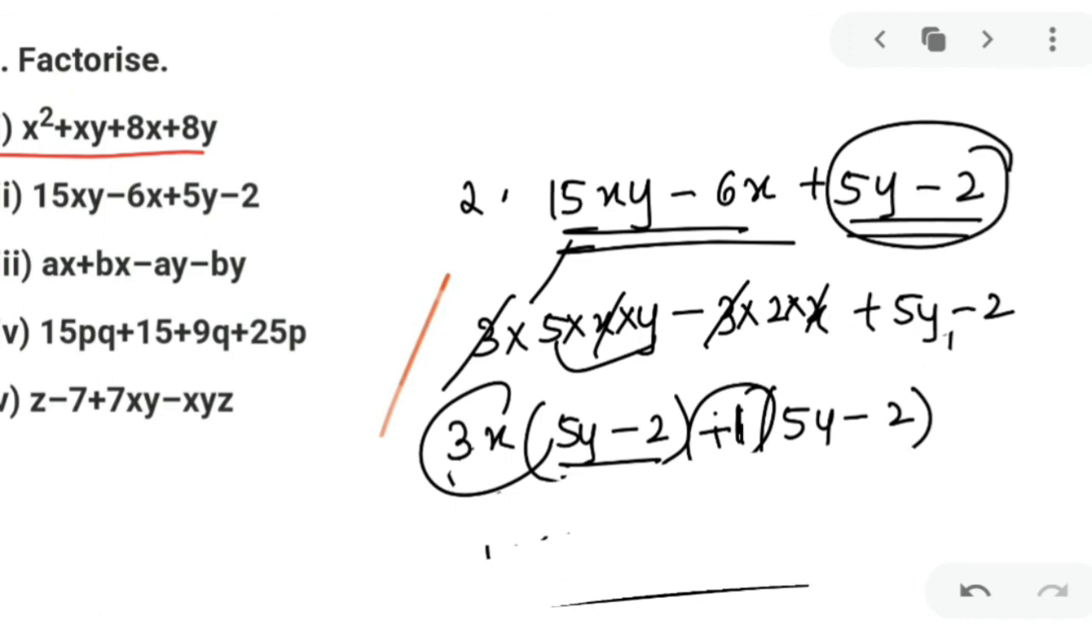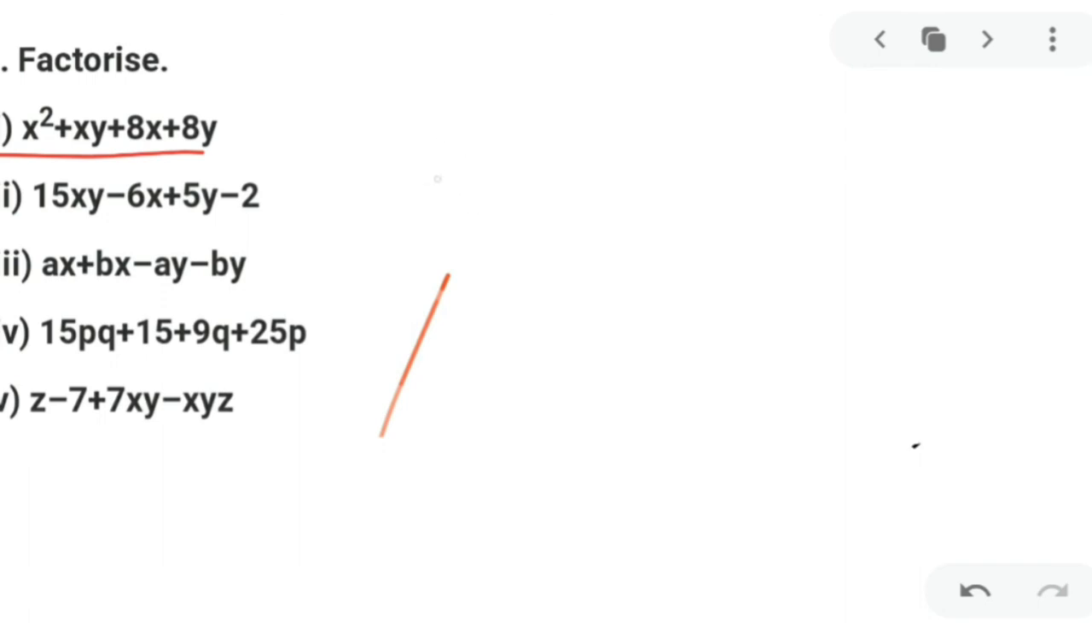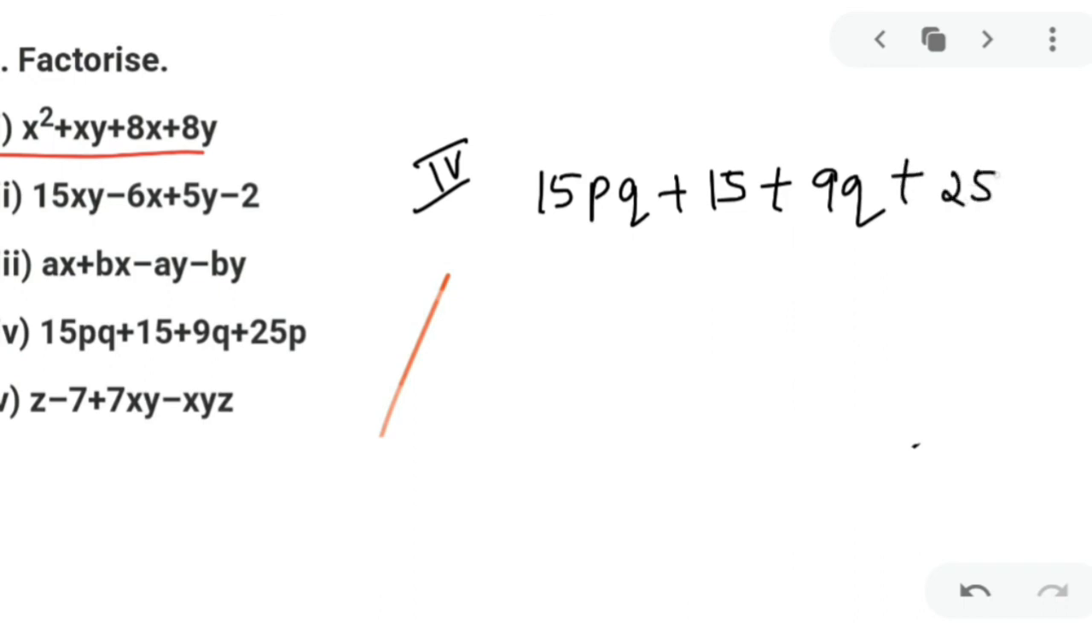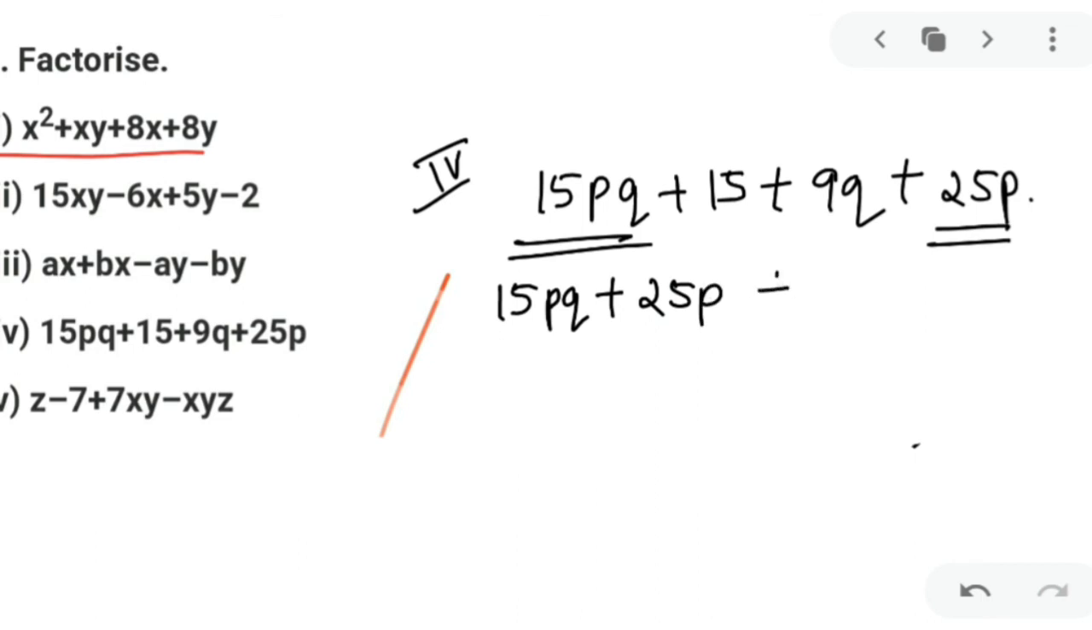Next I will be solving question number 4, which goes 15pq plus 15 plus 9q plus 25p. Am I correct with the question? Yes. Now what you will do, you can also rearrange their position and make the groups. Here you can take 15pq with 25p. So I will write it 15pq plus 25p plus 15 plus 9q.